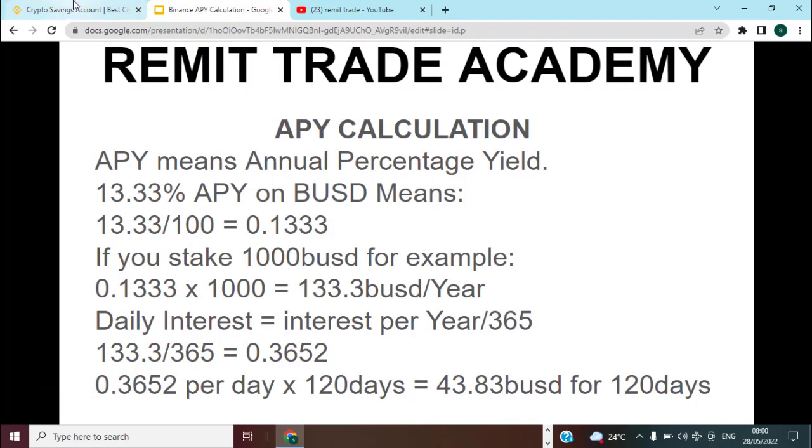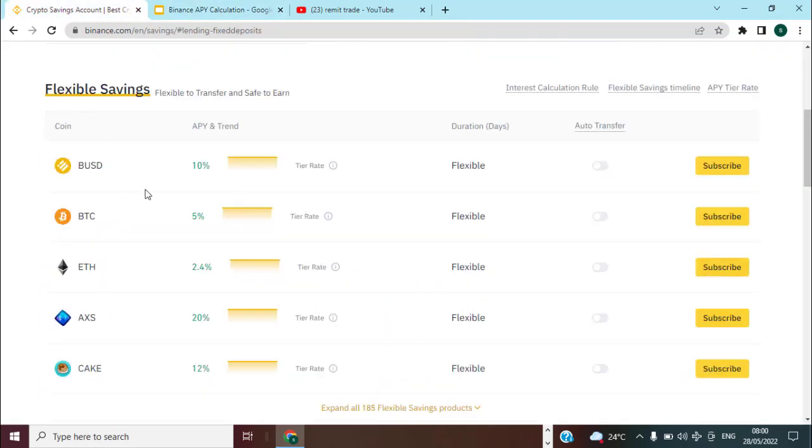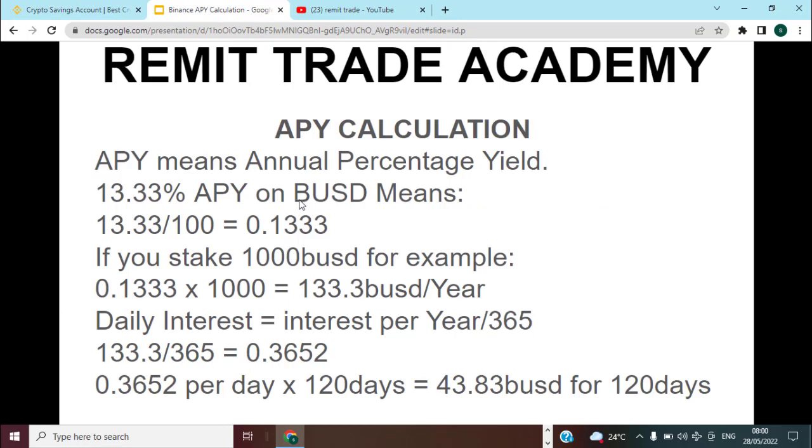You have to know that when you stake or save a coin on Binance, let's say for example BUSD, Binance will pay you in that coin. Let's say you stake BUSD, Binance will pay you in BUSD and it will reflect directly in your spot wallet. The same thing for BTC, ETH, AXS and Cake. This is how you do your calculation and know the exact amount of coin you will be getting for your Binance saving and staking. In this case, I used BUSD. This is a direct APY calculation without compounding.